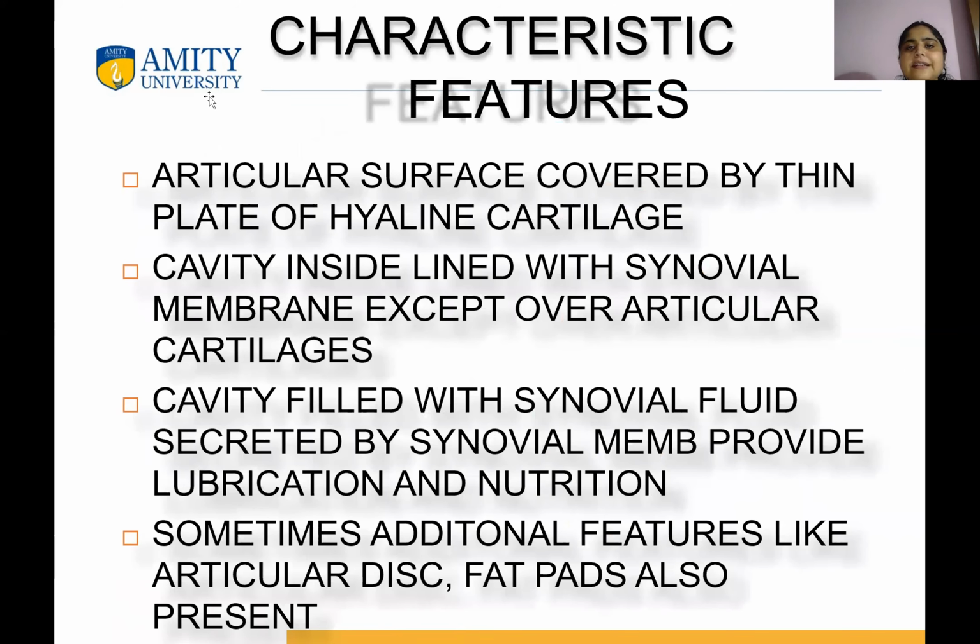The characteristic features of a synovial joint: the articular surfaces are covered by a thin plate of hyaline cartilage. The cavity inside is lined with synovial membrane, except over the articular cartilages. The cavity is filled with synovial fluid secreted by the synovial membrane, which provides lubrication and nutrition. Sometimes additional features like an articular disc and fat pads are also present.